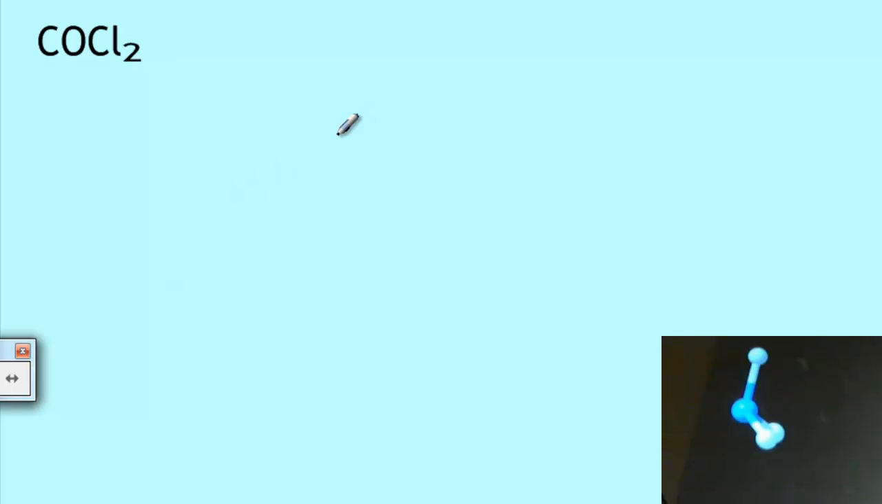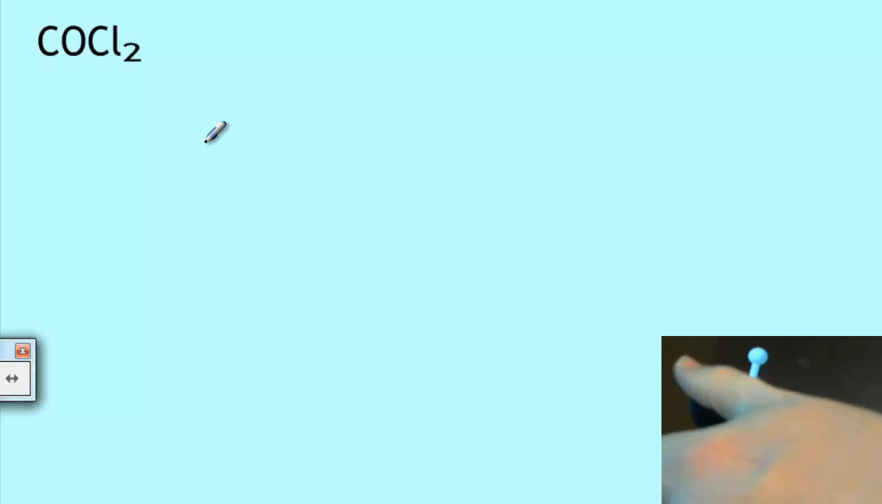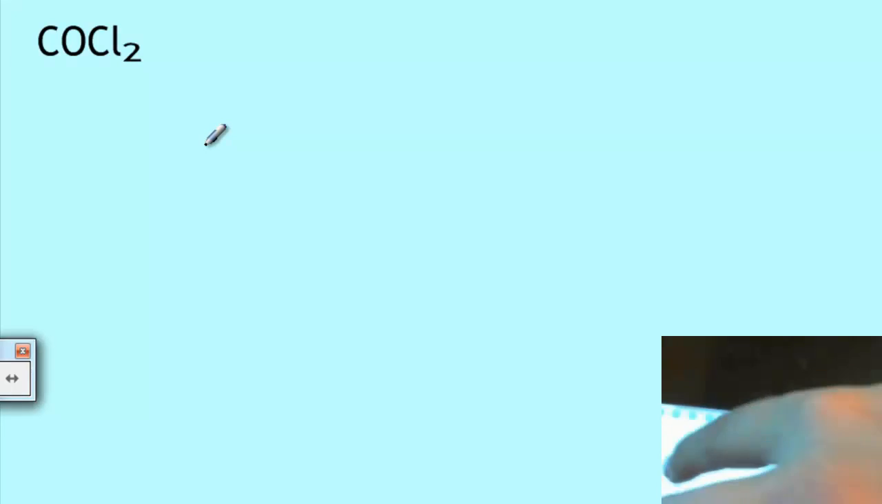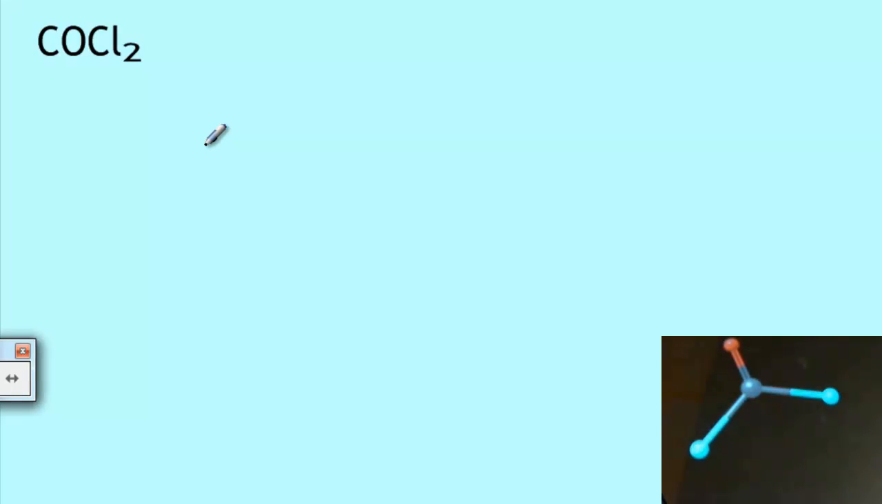Another one. Okay, so COCl2, this is phosgene, a very deadly and dangerous chemical. It was used a lot in the world wars in chemical warfare. And the only reason I'm using that is because it's a good example of the next shape that we want to do. Okay, and you can sort of see that on the webcam, but let's draw the structure.